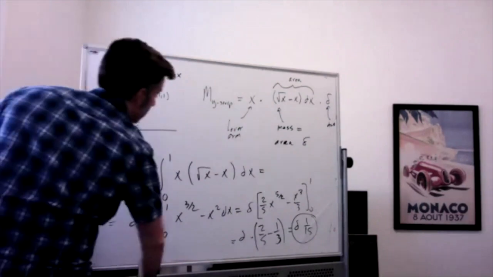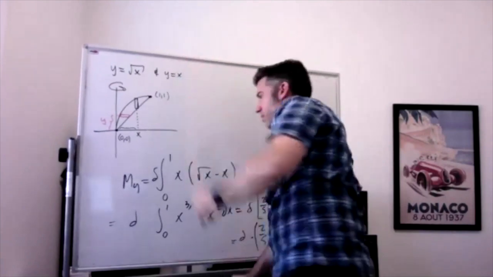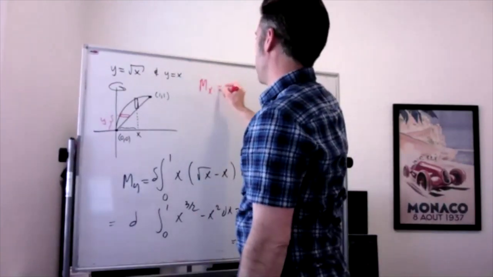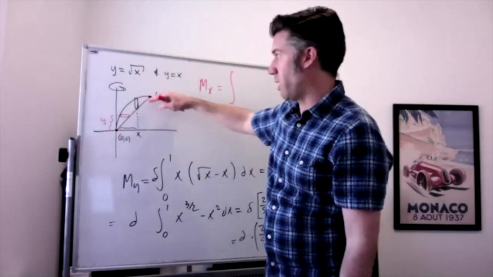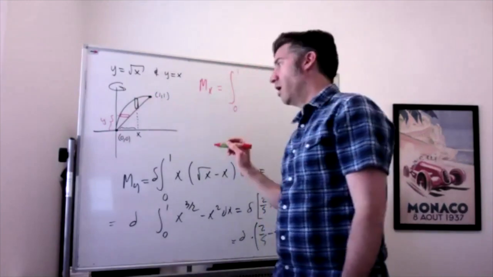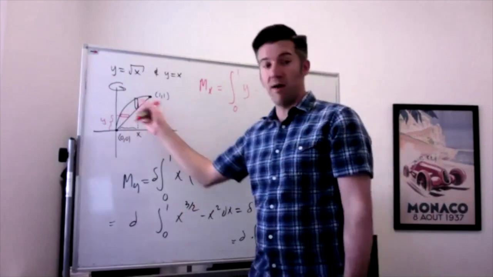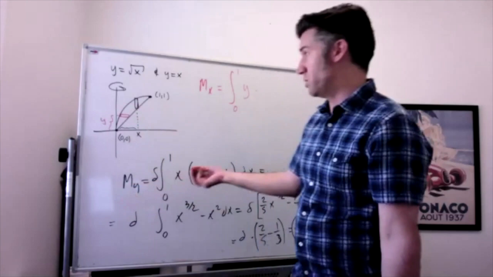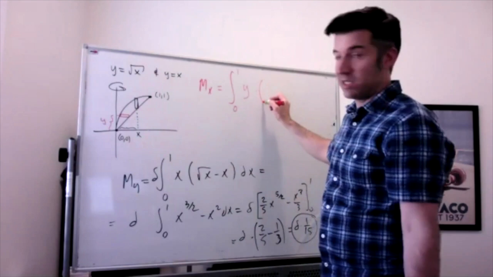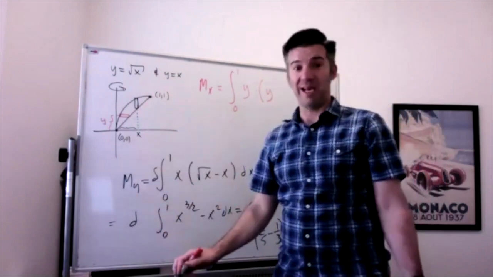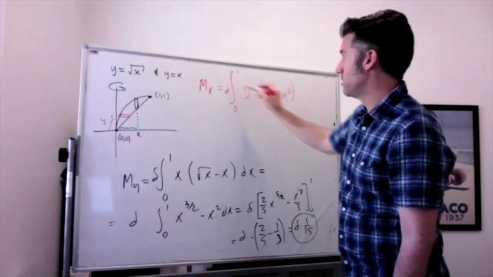And so I'm just going to erase this part here. The moment around the x-axis is going to be the integral from y equals 0 to y equals 1 of the lever arm, which is y, times the area of our strip, or I should say the mass of our strip, which is going to be the length of it. So it's the right function minus the left function. The right function is x equals y. The left function is x equals y squared. Times our density times the dy.